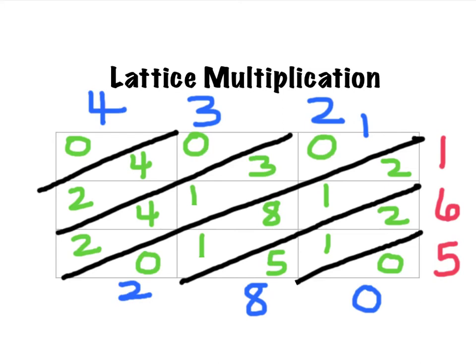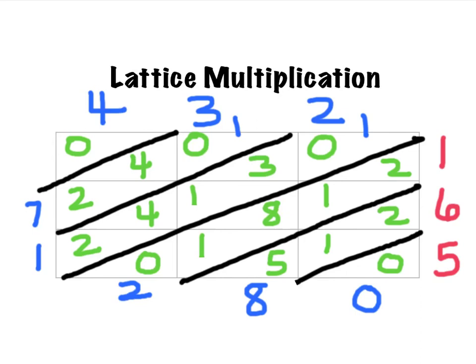Again, we will regroup and add the next column. 1 plus 4 is 5, plus 2 is 7. And then in our final column here, you'll see that we have a 0. And we do not need to write that 0 since it is at the beginning of the number.